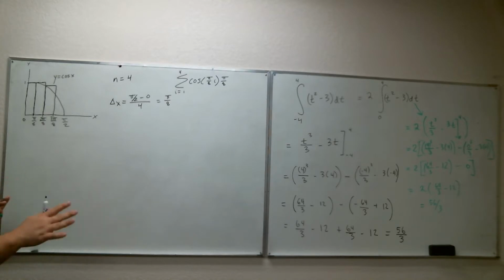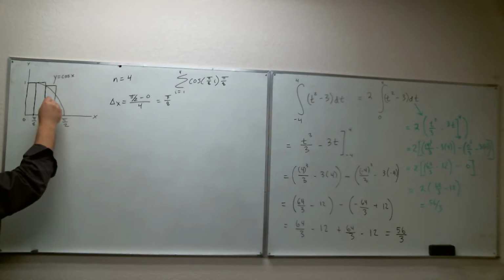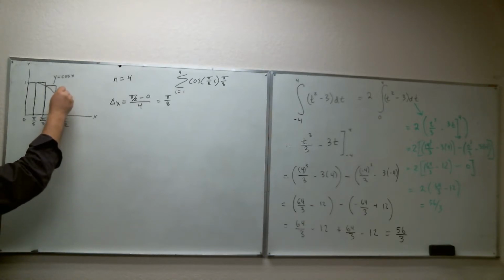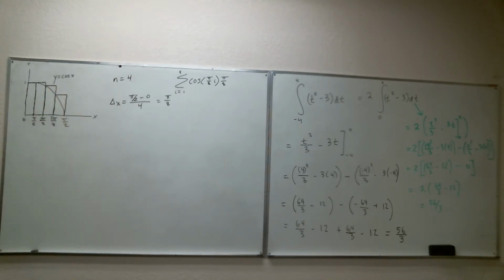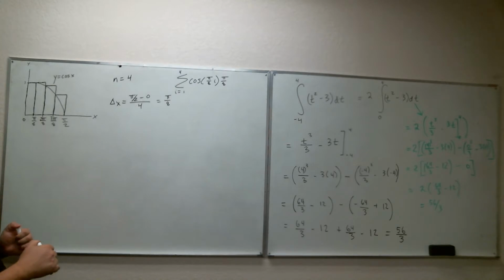Clearly, I don't know the difference between left and right today, apparently. I'm using the left-hand endpoints, and for the left-hand endpoints, I see the left-hand side of every one of these rectangles. I go up vertically until I hit my curve, and that is what determines the height of that rectangle. Okay, so that is the picture of the upper sum.